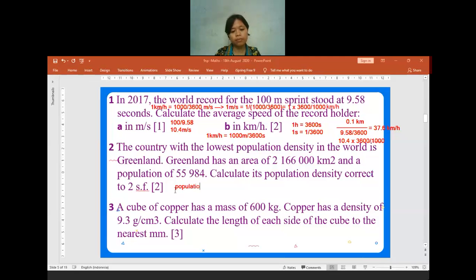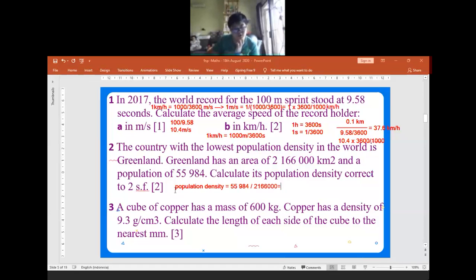Population. So it will be 55,984 divided by 2,166,000. How much will it be? You can use a calculator. I'm also using a calculator. 0.02. Did you already round it off properly? 0.026. 0.03. 0.02 or 0.026? Which one is correct?